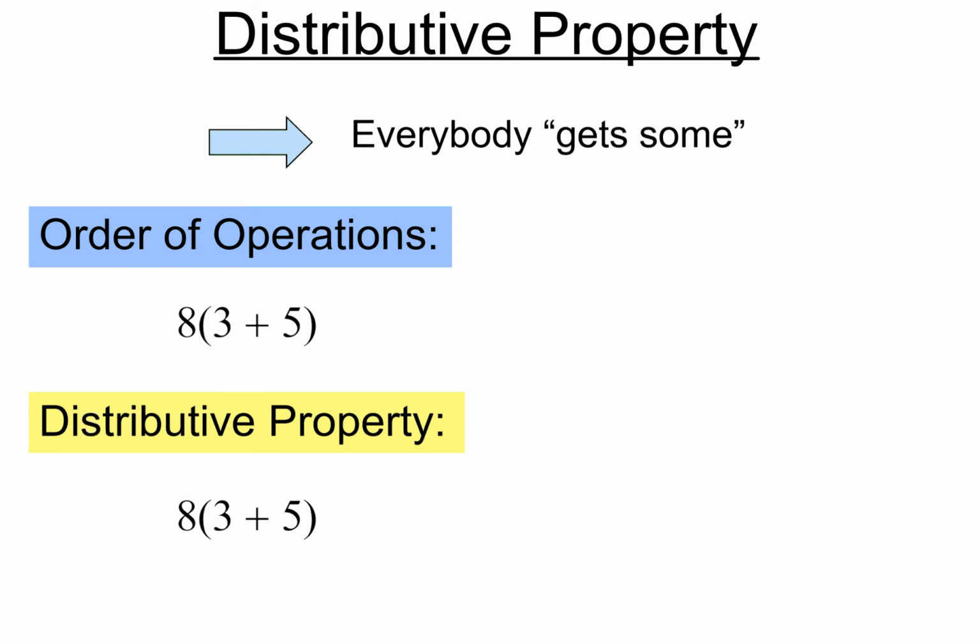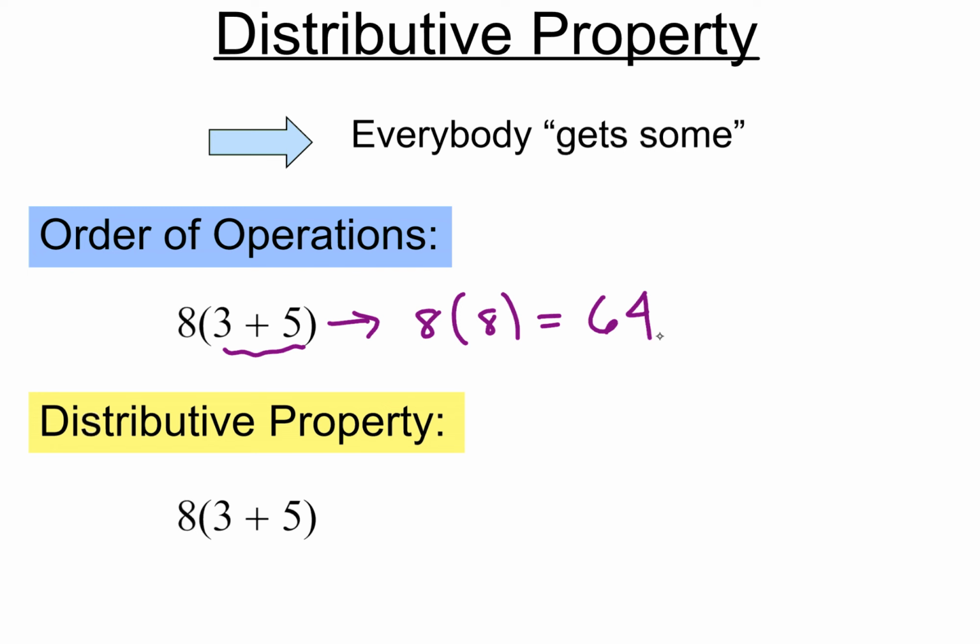So here we have the order of operations. And when we do the order of operations, we always know that we're going to do parentheses first. So when I look at that and I see 3 plus 5, I will do inside the parentheses, which would be 8. And now I would multiply 8 times 8, and that would give me 64. Now by order of operations, that's how that would work.